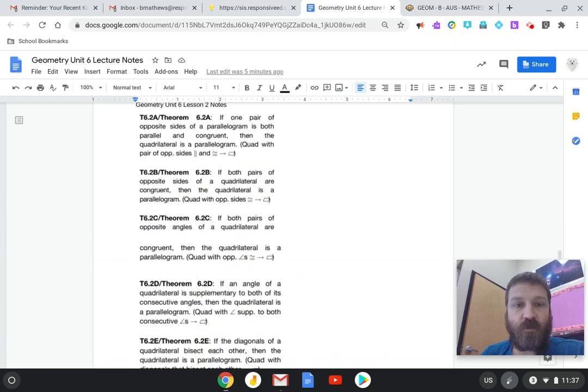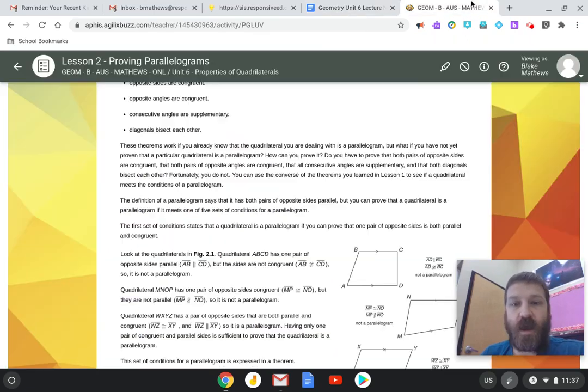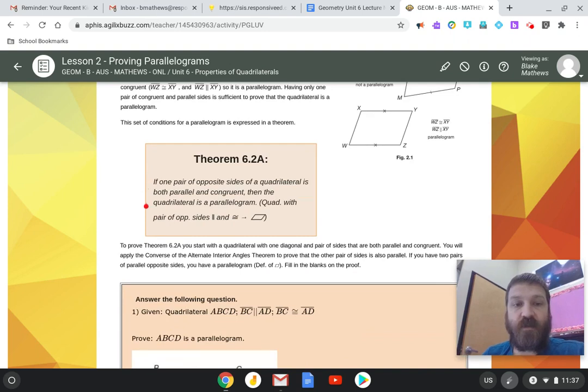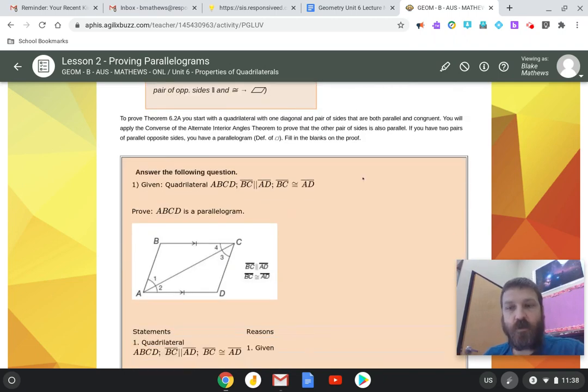So the theorems from 6.2 are the opposite, in that they say, if you can prove, for instance, that a quadrilateral has opposite sides that are parallel and congruent, like you see here in theorem 6.2a, if you can prove or show that, then the thing you're looking at is a parallelogram. So it's the reverse of the thought process in the first lesson. We're going to be doing that through different proofs, so we're going to talk through that here.